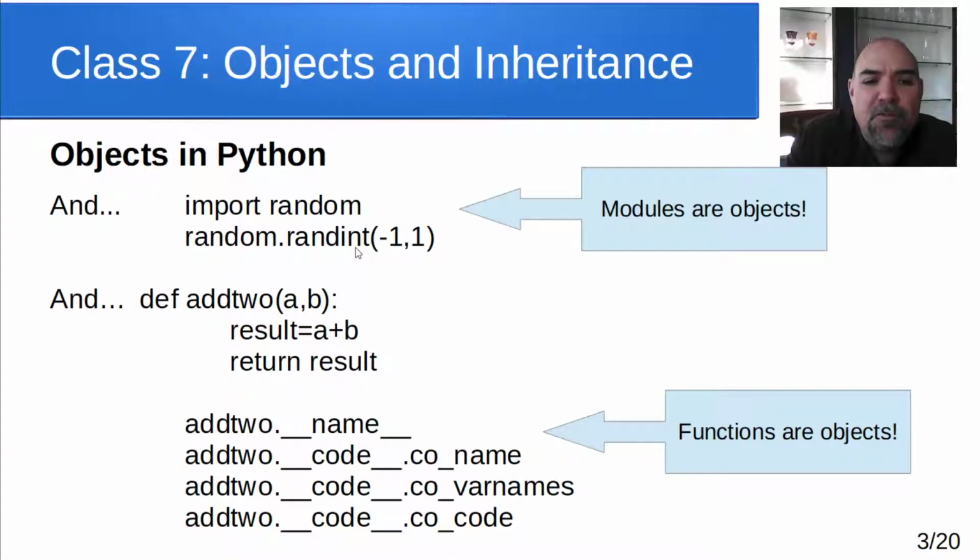And even functions, if we just create a function like I have here, so def add2(a, b): result = a + b, return result. That's just a simple function, but it turns out that function itself is actually an object. And the name of the function is actually stored inside of that function.